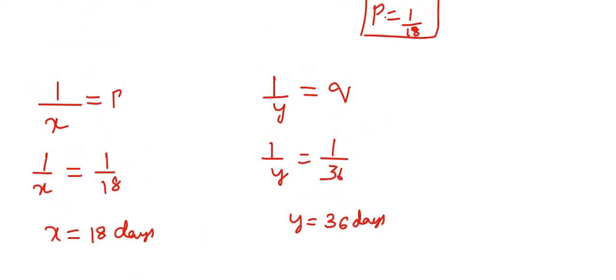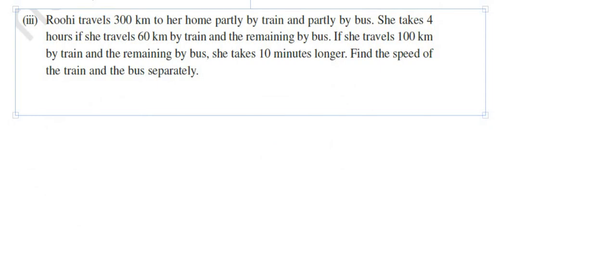So next, the last problem. Rohi travels 300 kilometers to her home partly by train and partly by bus. She takes 4 hours if she travels 60 kilometers by train and the remaining by bus. If she travels 100 kilometers by train and the remaining by bus, she takes 10 minutes longer. So find the speed of the train and the bus separately. Actually, it's a very lengthy problem.